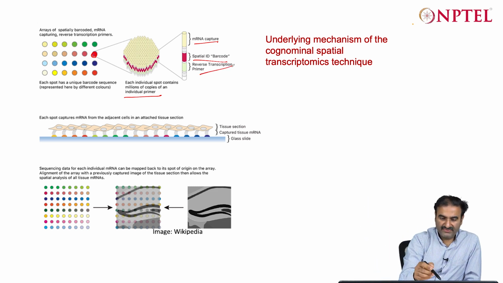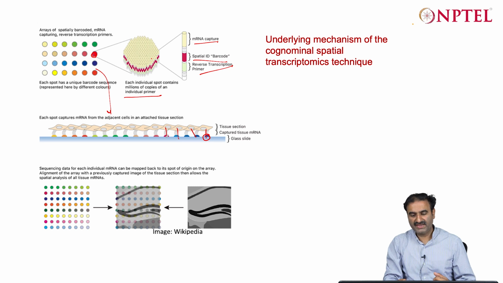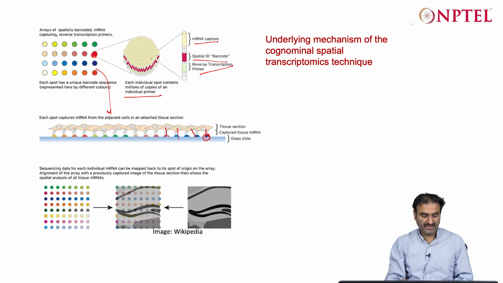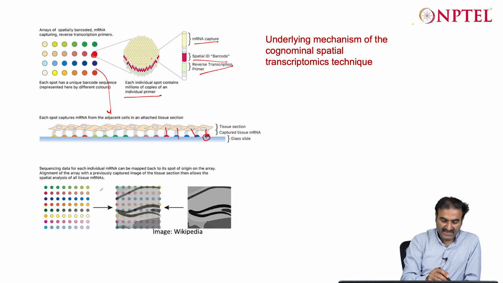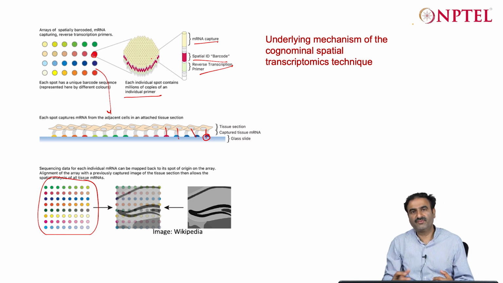Now when the tissue is placed on top of it, due to the dimensions, size and matching, it can capture the contents from each and every cell, right. This way the captured tissue mRNA will be taken up by the arrays of spatially barcoded primers, and then you can see that in 3 dimensions this is similar to a map of cells, and we can check how the mRNA expression is varying in that area.